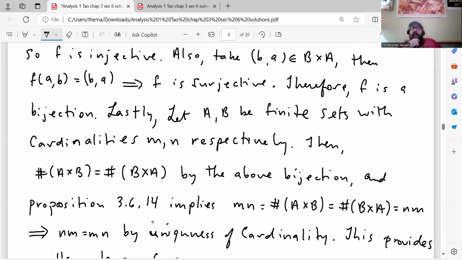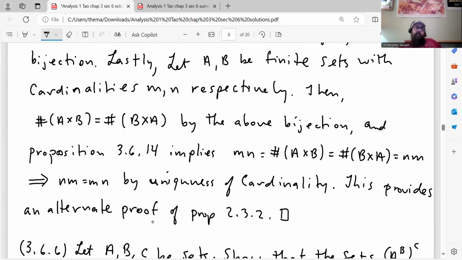All right, lastly, let A, B be finite sets with cardinalities m, n respectively. Then the cardinality of A times B equals the cardinality of B times A by the above bijection. And proposition 3.6.14 implies that mn equals the cardinality of A times B, which equals the cardinality of B times A, which is equal to n times m. That implies that n times m is equal to m times n by uniqueness of cardinality, and this provides an alternate proof of lemma 2.3.2, and that's it.